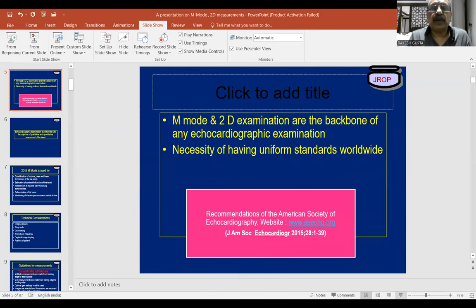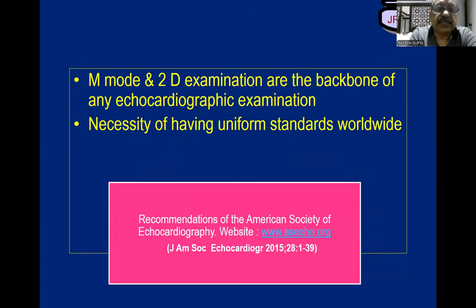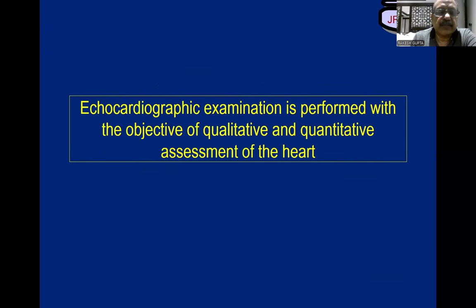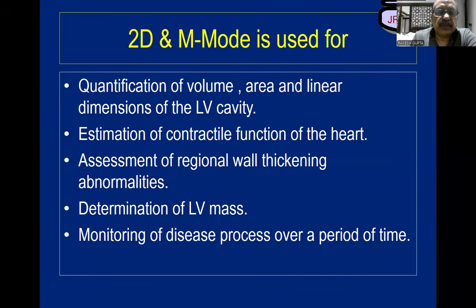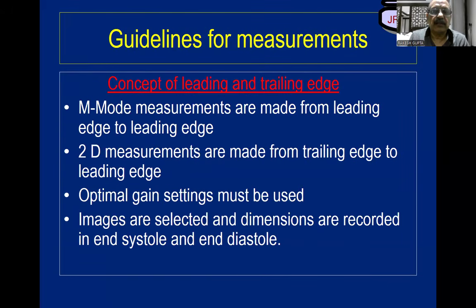Well, the most important part of M mode 2D examination is how we really measure these structures. And we should have a uniformity of measurements. We have derived this talk on the basis of American Society of Echo chamber quantification guidelines. In 2D M mode echo, we need an evaluation of volumes, area, linear dimensions of the LV cavity, estimation of contractile function of the heart, wall motion abnormalities, determination of LV mass, and monitoring the disease over a period of time. For this, we have a concept of leading edge to leading edge.